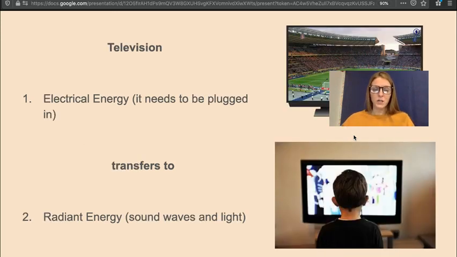A TV. If you think about a television, you have to plug it in. Once it's plugged in to an electrical socket, it has electrical energy. Once you turn it on, it's going to then have a form of radiant energy, the sound that you can hear as well as just the light. The screen has lights in it to allow it to light up so that you can see what's on the actual screen. So again, it's going from electrical energy from being plugged in to then radiant energy with the sound waves and the light.